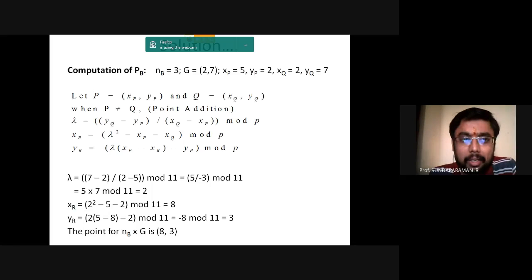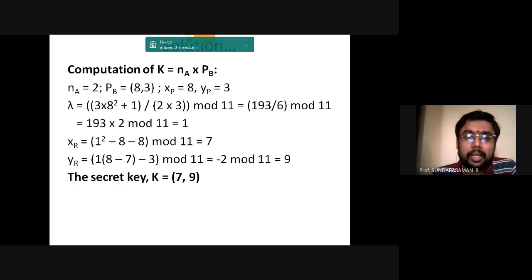Just now we computed, right? So PB is equal to (8, 3). Therefore now here the scalar value is equal to 2. So one doubling is sufficient. So XP equal to 8 and YP equal to 3. Now you calculate lambda.